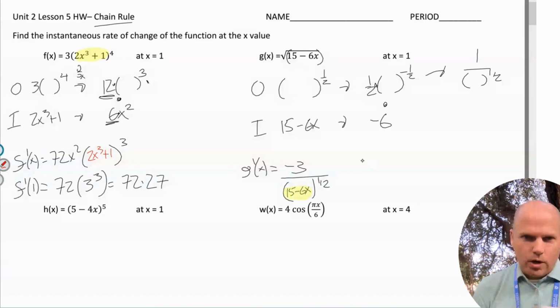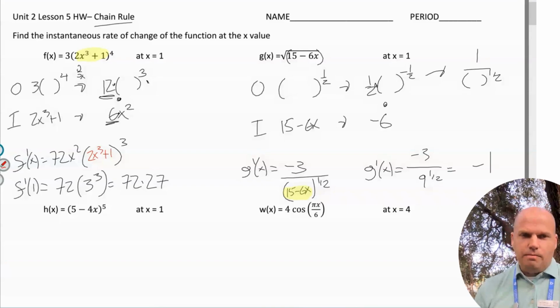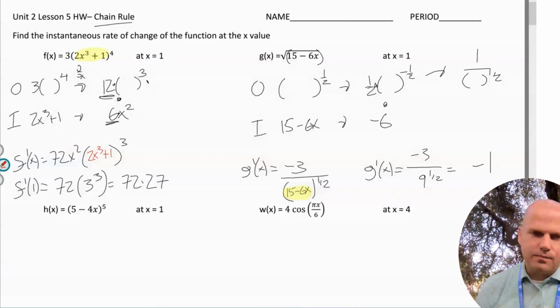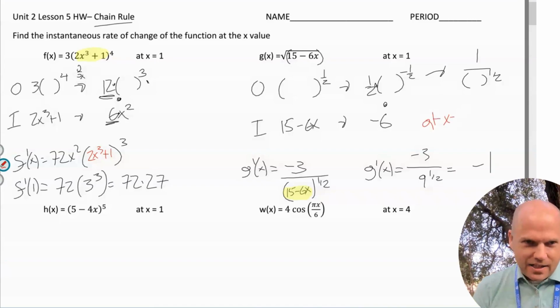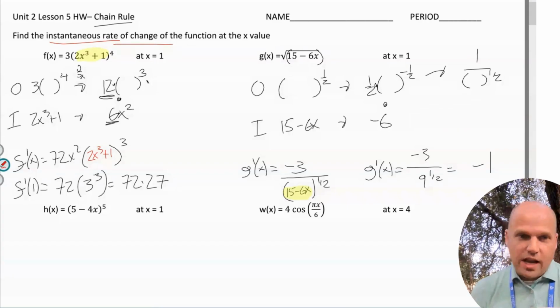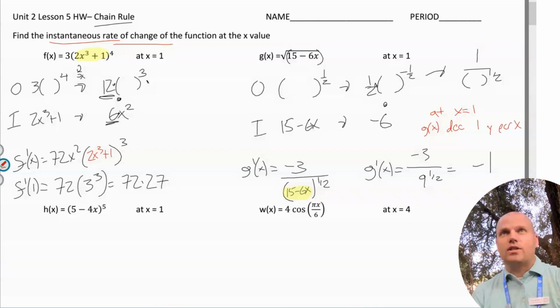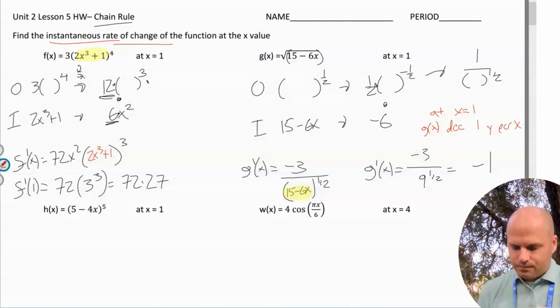We then plug in 1 to find the slope of g, the instant rate of change of g, which is negative 1. Now let's just remember the statement at x equals 1, because it is asking you to find the instantaneous rate of change. So it's like, I kind of do want you to keep this in your brain. We would say at x equals 1, g of x is decreasing. It's going down 1 y per x. This is exactly what it's doing. It's decreasing that quickly.